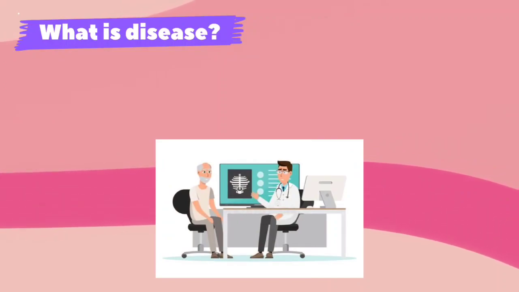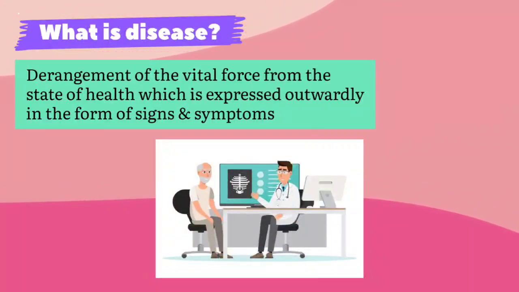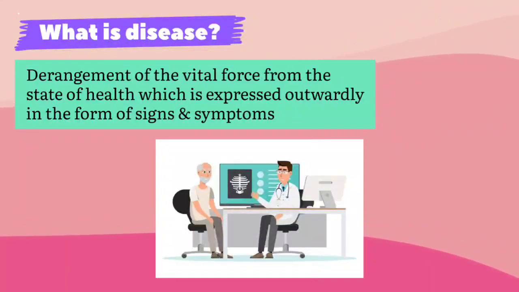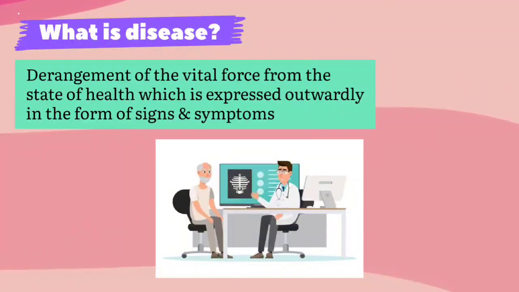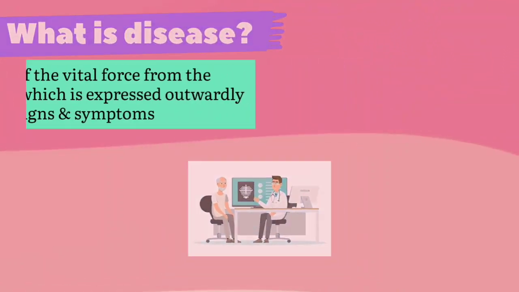So before understanding the classification of diseases according to our Organon, first let's try and understand what is a disease. Now disease is defined as the derangement of the vital force from the state of health which is expressed outwardly in the form of signs and symptoms. So now that we know what exactly is a disease, let's have a look at the classification of diseases according to the concept of our Organon of medicine.